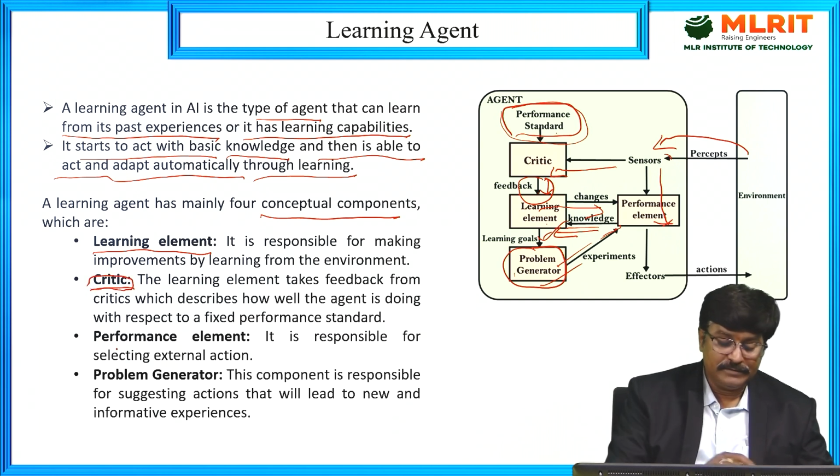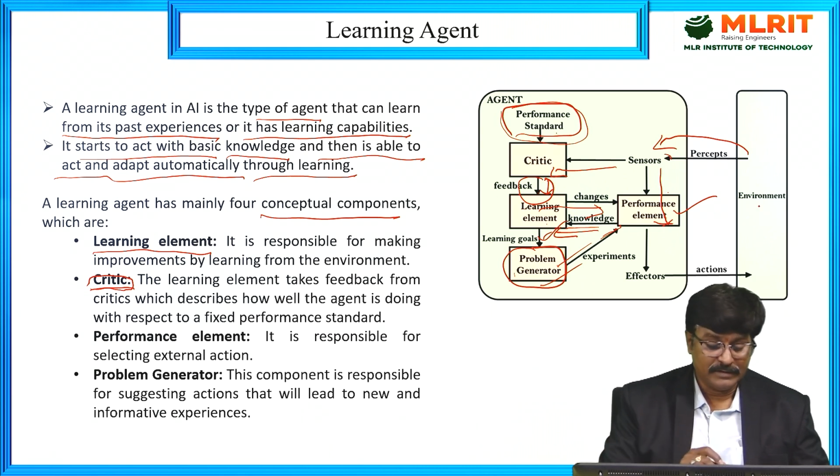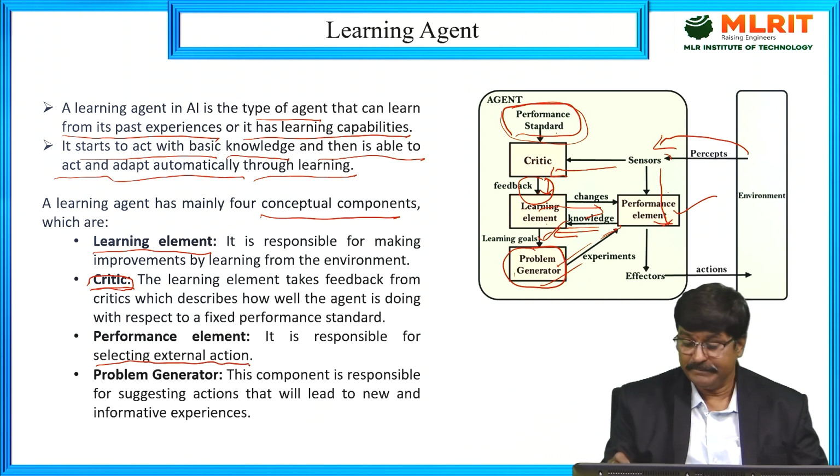The performance element is responsible for selecting external actions. Based on the learning and the knowledge that is already there, it decides what kind of actions it has to do. It is generating a goal, generating the problem and experiments, so that based on that it takes the action. So it is responsible for selecting the external action on the environment.